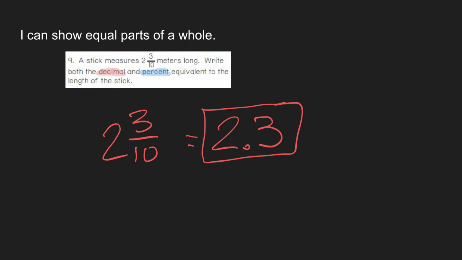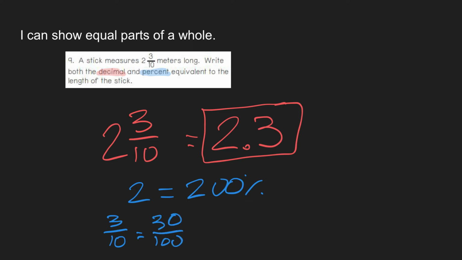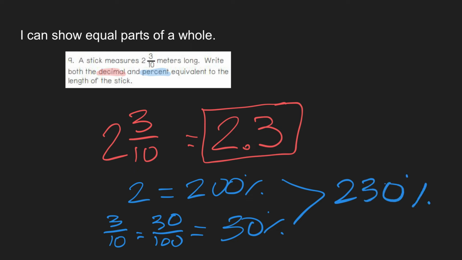And then for our percent, I would say 2 equals 200% because every whole is going to give us 100%. And then we have 3/10, which also turns to 30 over 100. So I would say that equals 30%. So add those together, and I would get 230%.